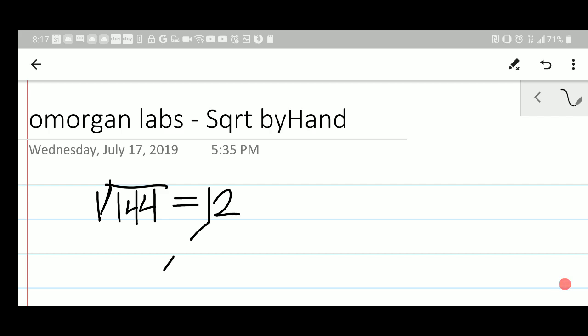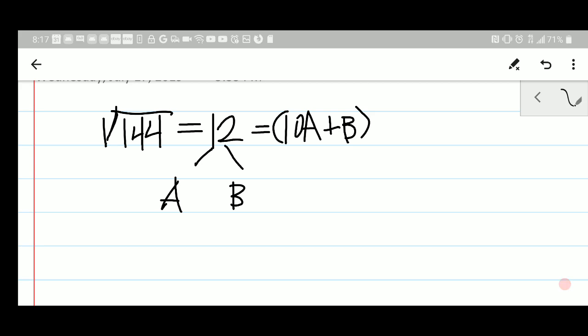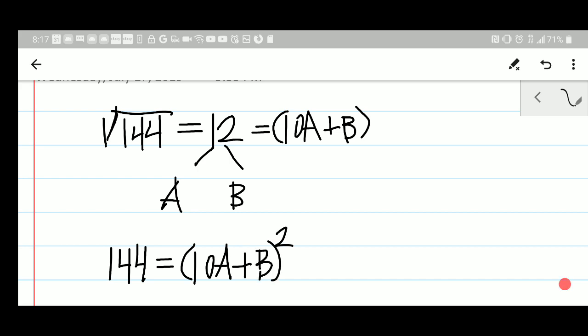Okay, so if you assume the first digit is A and the second digit is B, you can write 12 as 10A plus B. And then if that's true, what you can do is you can say 144 equals (10A plus B) squared. And if that's true, then what you can do is you can simply apply that to a square.